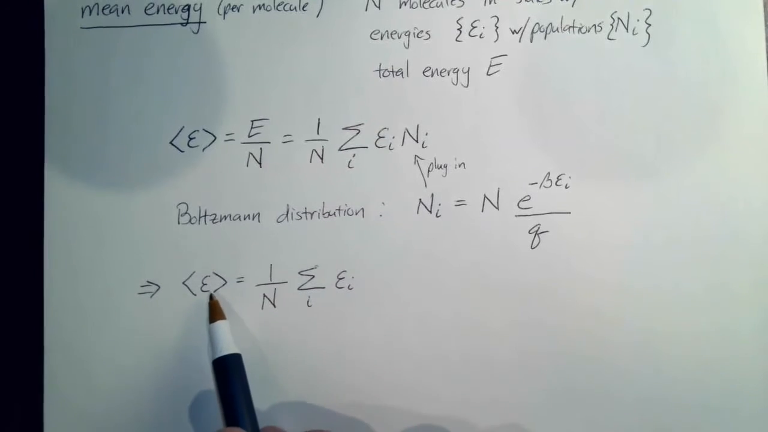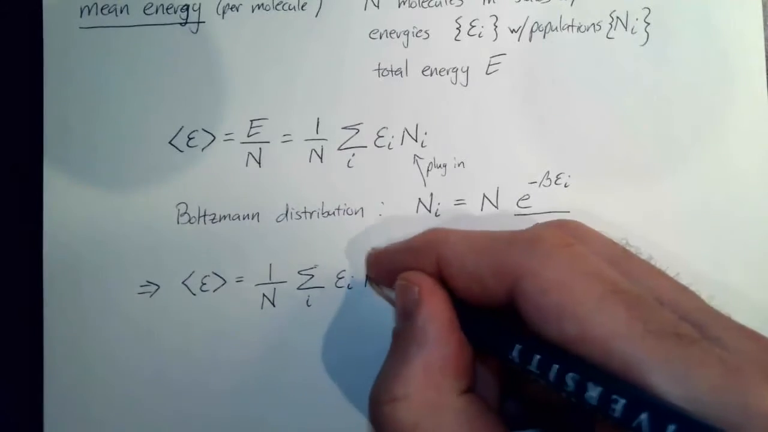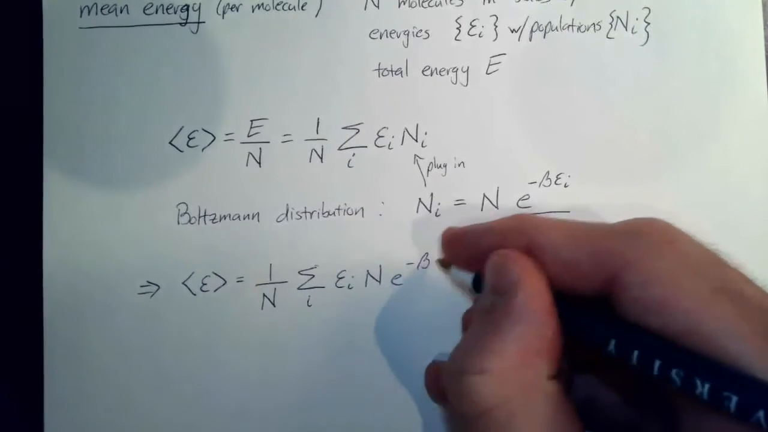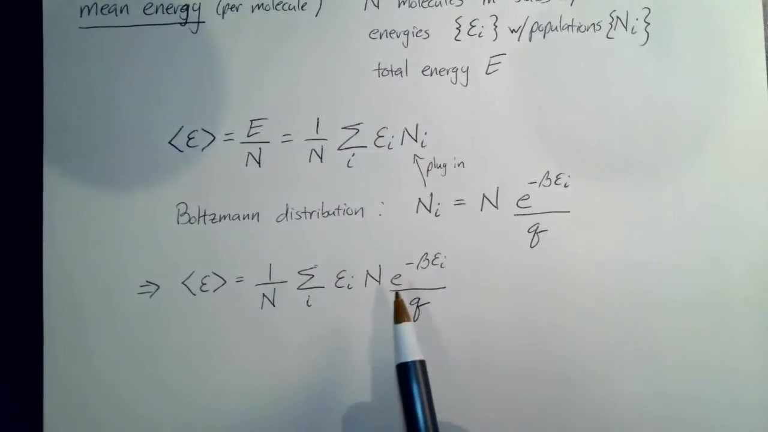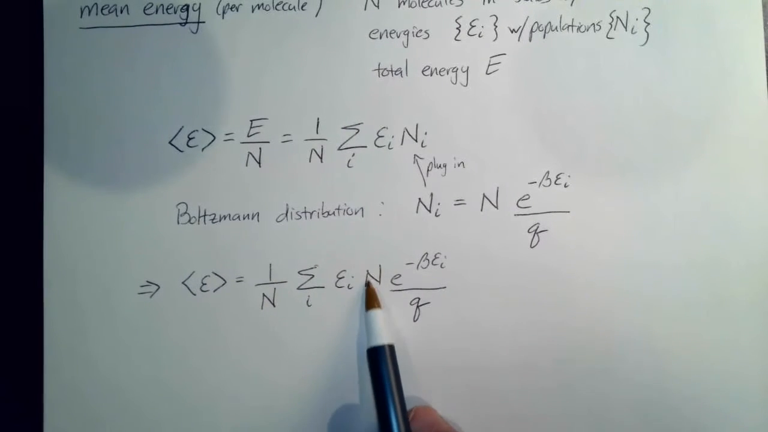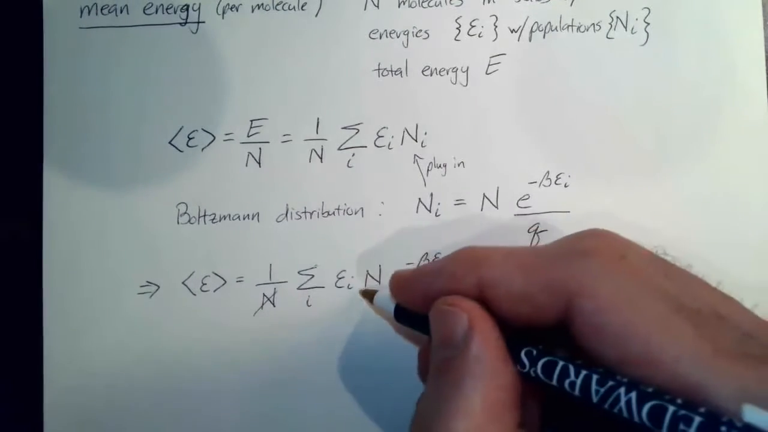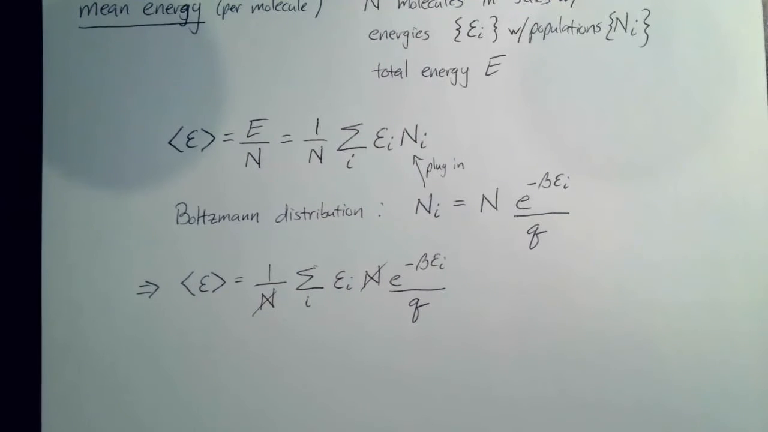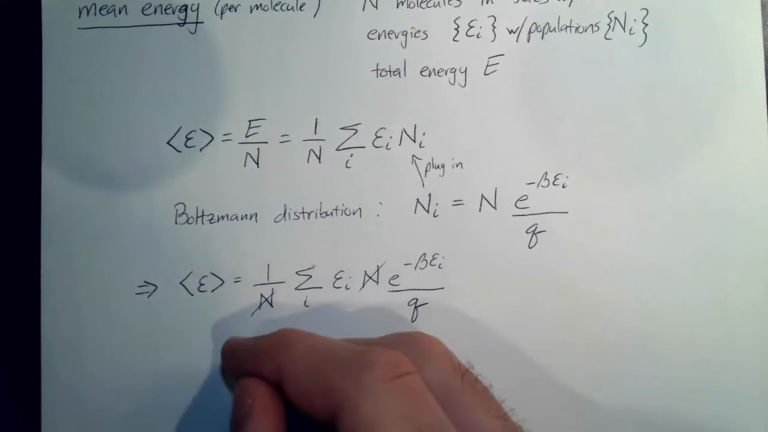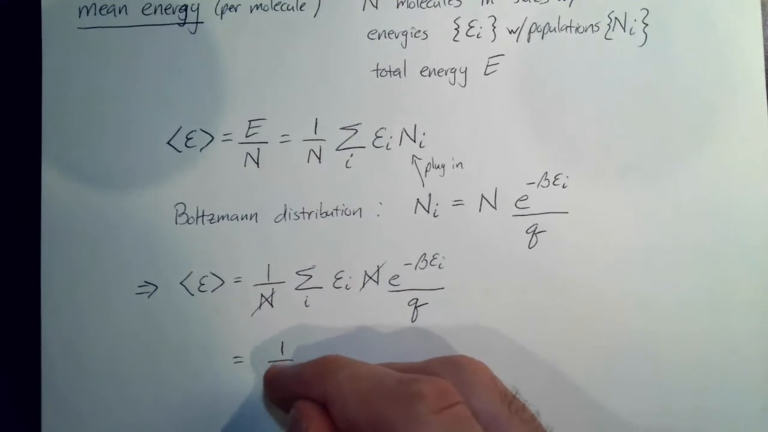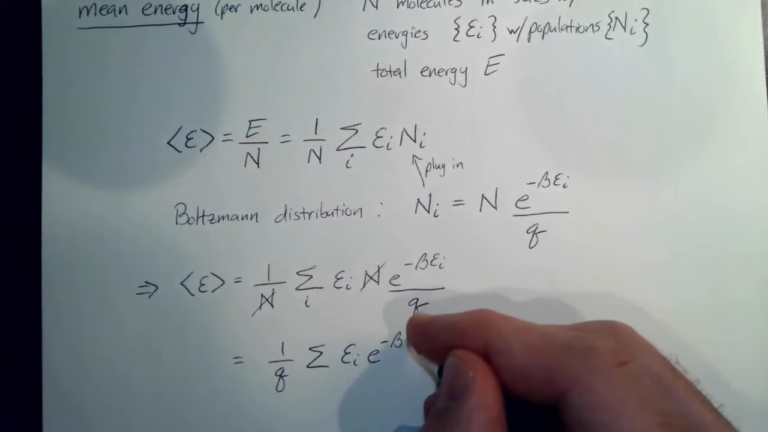Okay, so my mean energy now is going to be 1 over n times the sum of epsilon I times Ni, which is this, n e to the minus beta epsilon I over q. And the n can come out because it does not depend on subscript I. When we pull that out, we can see that it cancels with the 1 over n. Likewise, we can bring q out because it does not depend on I. So we end up with something that looks like 1 over q times the sum of epsilon I e to the minus beta epsilon I.